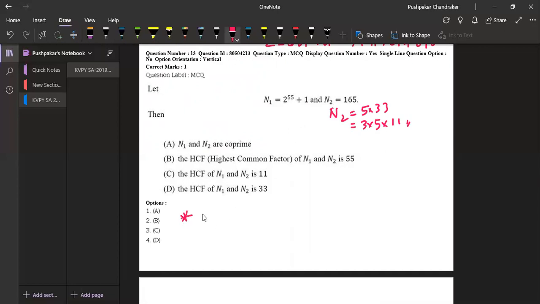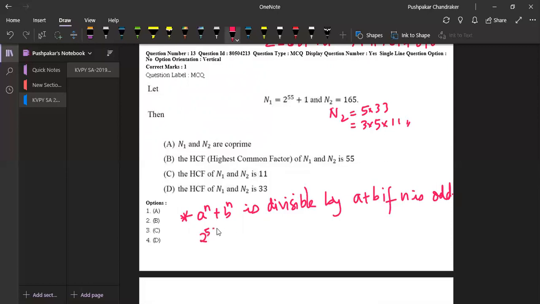Okay? So the concept is a power n plus b power n is divisible by a plus b if n is odd. This is a very important concept. Now you can notice here 55 is an odd number. So definitely 2 power 55 plus 1 is divisible by a plus b. What is a plus b here? 2 plus 1, which is nothing but 3. It means this number is divisible by 3. So we got a common factor. So definitely they are not co-primes. Option A is definitely wrong. Okay. Now next.